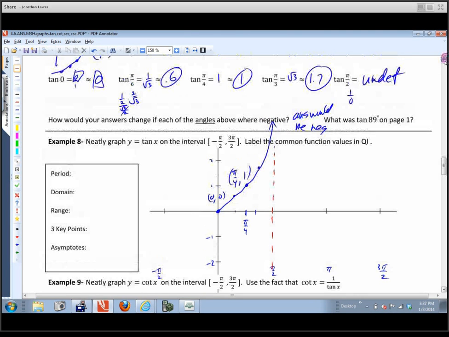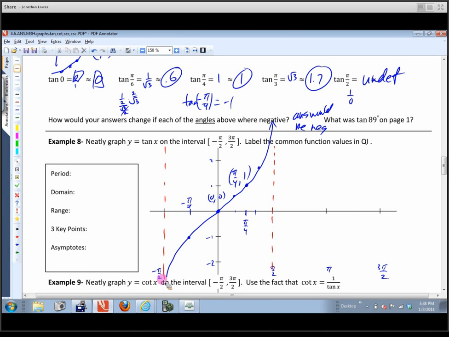And then let's consider what would happen if the angles that we used here were all negative. Well, if they were all negative, the answers would just be negative. So if I plugged in a negative pi/6, I'd get negative 0.6. The tangent of negative pi/4 would be negative 1. I've got that piece on the graph. What do you suppose would happen the closer we get to negative pi/2? Say I plugged in negative 89 degrees, or a number just a little bit less than pi/2 in magnitude, like negative 1.57 or 1.56, somewhere in that neighborhood. These are just going to get larger and larger in the negative direction. So I have a vertical asymptote right there.